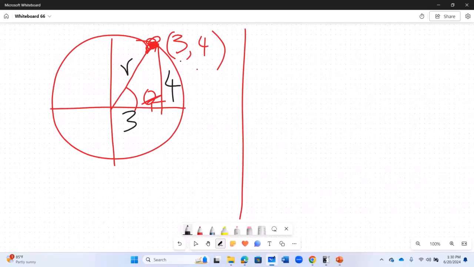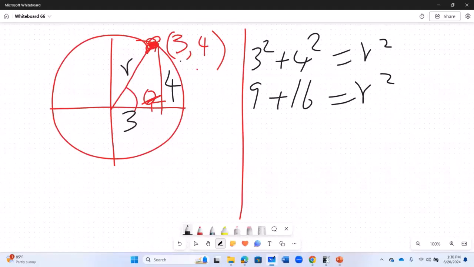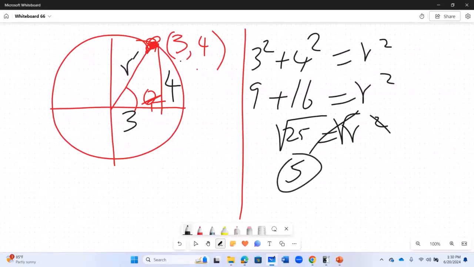And because it's a right triangle, I can find the radius by the Pythagorean theorem, like we just talked about. The sum of the squares on the legs is equal to the square on the hypotenuse, where the hypotenuse is the radius. 9 plus 16 is equal to r squared. If you know your Pythagorean triples, you already know it's 5. 9 plus 16 is 25. 25 is equal to r squared. So if I take the square root of both sides, I have 5. Therefore, the radius is 5.